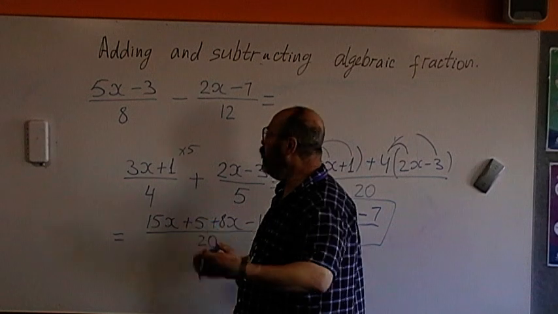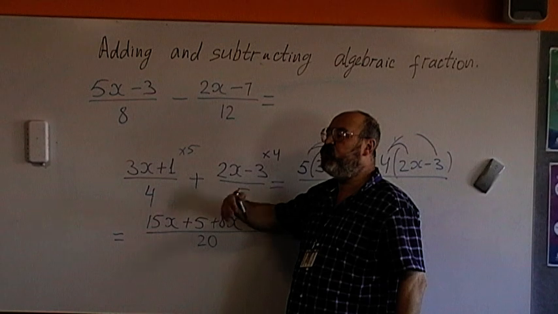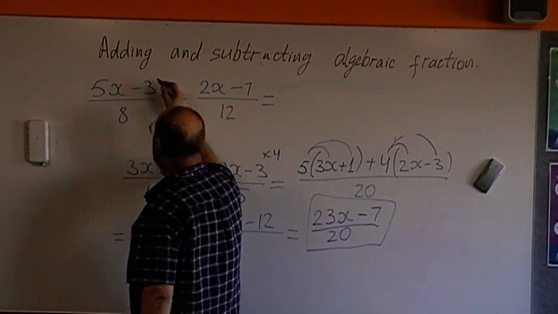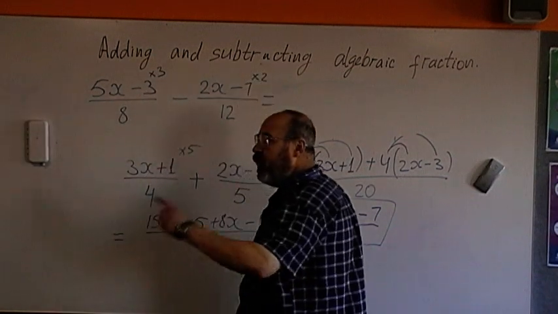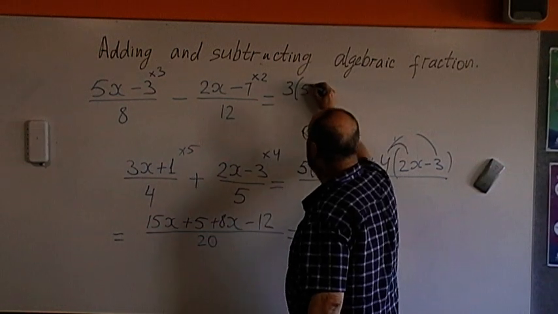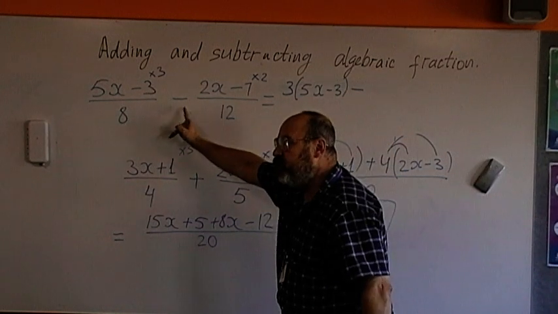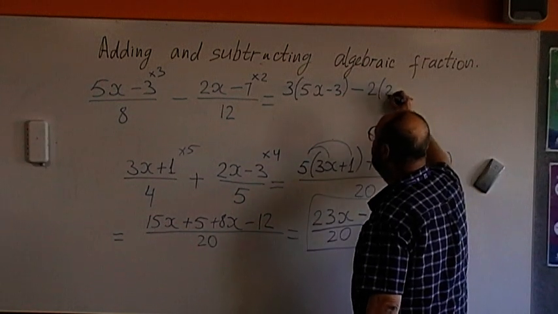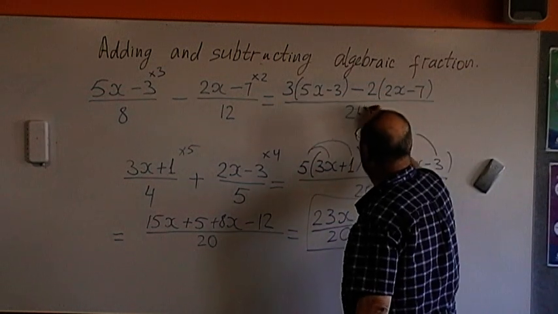You write down the multiples of the bigger number, 12, and we see which one of them works. It's 24. So we times this by 3 and this by 2. So we need to write 3 times bracket 5x minus 3, minus 2 times 2x minus 7, and that's all over 24.